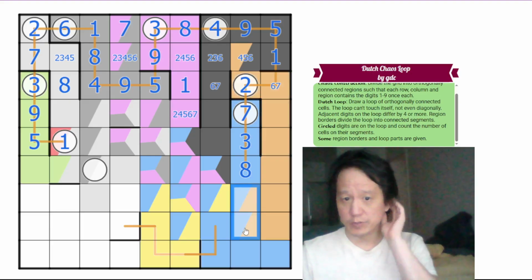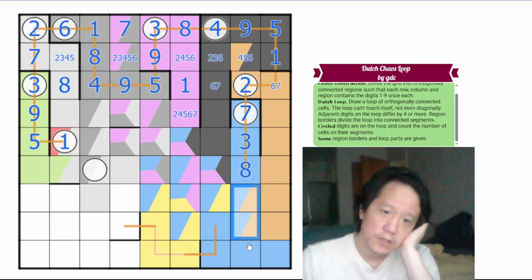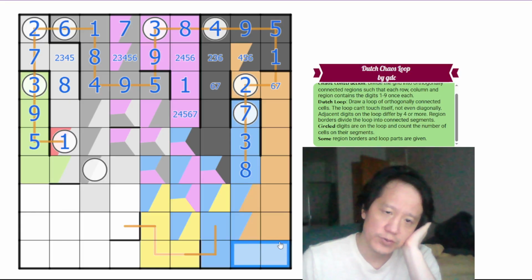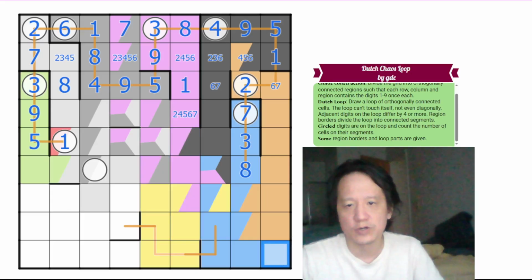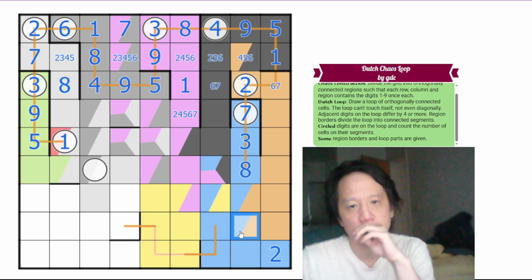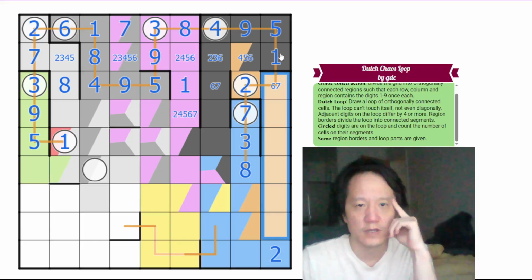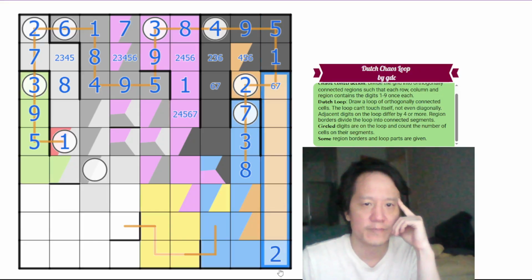Both of these could be orange. We know these 2 are not on the loop. So basically the 2 blue have to be on the loop, so none of these can be blue. This is a 2 here, guaranteed, because there's no other place for the 2 to be in column 9.